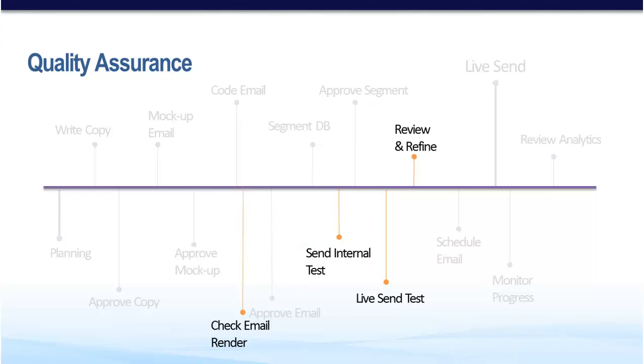The third step in quality assurance is the live send test. So this involves sending a live email to real customers, but limiting to a very small subset, so that if there is any mistakes or any problems with your email, you're limiting the damage significantly.